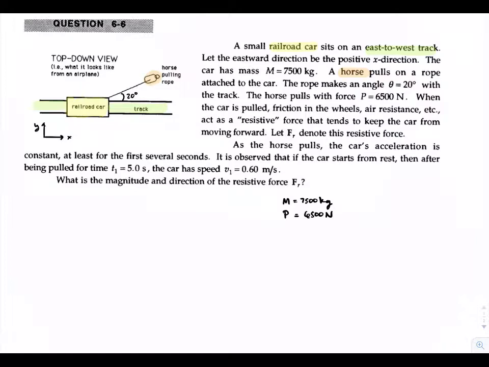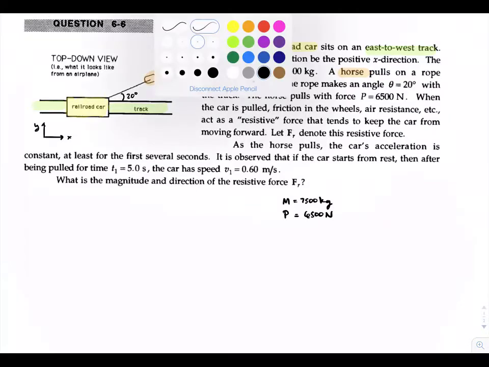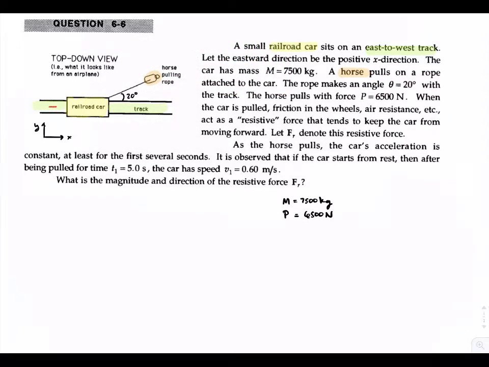That's the pulling force, but you could also consider it a tension force, depending on how you want to think about it. And then there's friction in the wheels, air resistance, etc., which acts as a resistive force, like friction and drag and all that stuff, that keeps the car from moving forward. Now, friction and drag mean that this force has to point in the opposite direction of motion. We'll call this F sub r, and F sub r, it turns out, is what we're trying to find.